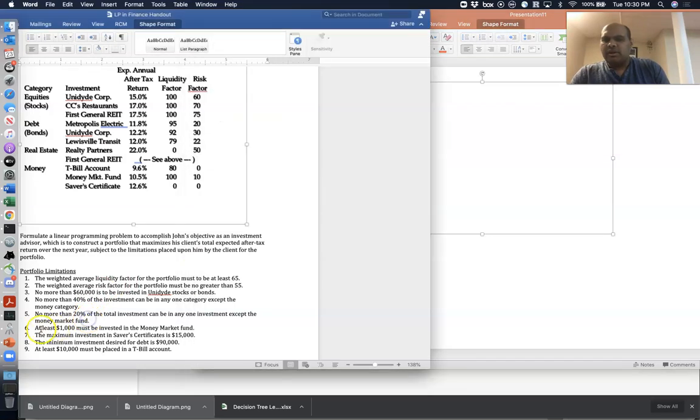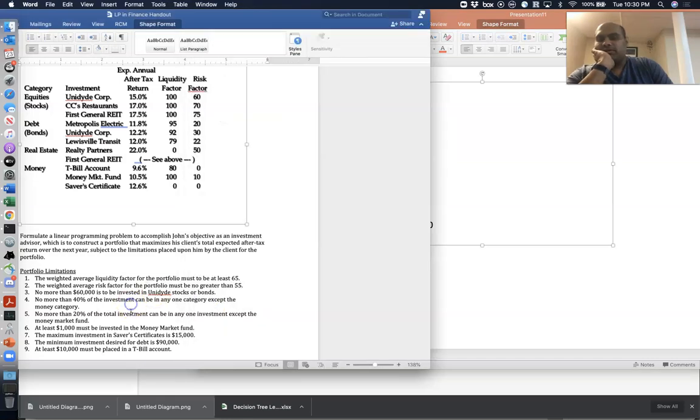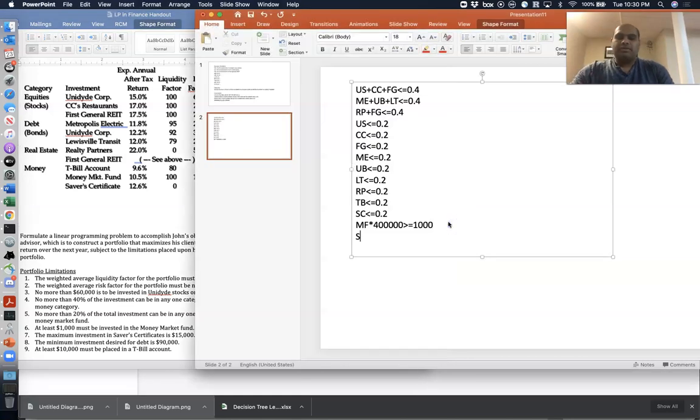Now let's look at the sixth constraint. At least $1,000 must be invested in the money market fund. So it's a minimum of $1,000. So the money market fund times 400,000, because it's a percentage, has to be greater than or equal to 1,000. This is the percentage times the total amount of money, so this is how much money is invested in the money market fund. It has to be at least $1,000. The maximum investment in saver certificate is 15,000. So again, saver certificate times 400,000 is less than or equal to 15,000.